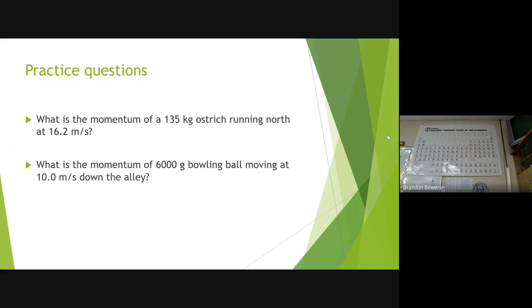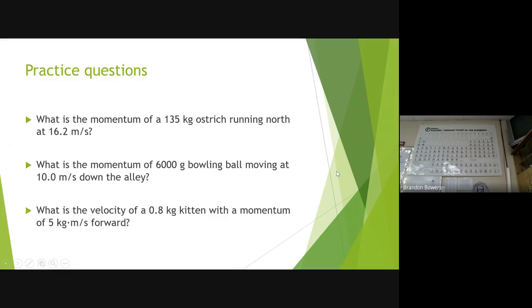Okay, I feel like we're starting to pick it up a little bit. Next one. What is the velocity? Oh, this time it's asking for velocity. What is the velocity of a 0.8 kilogram kitten? That's a pretty light kitten, with a momentum of 5 kilogram meters per second forward.